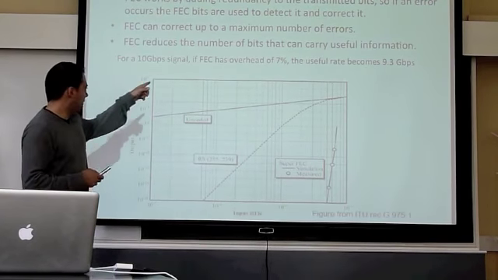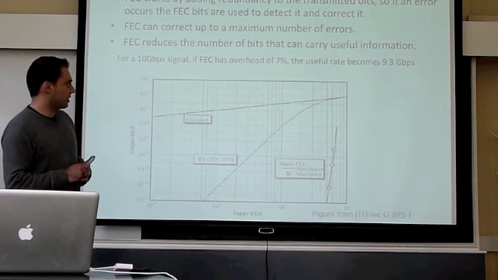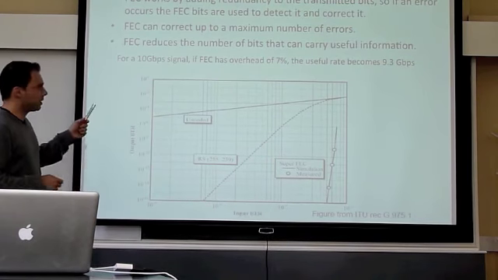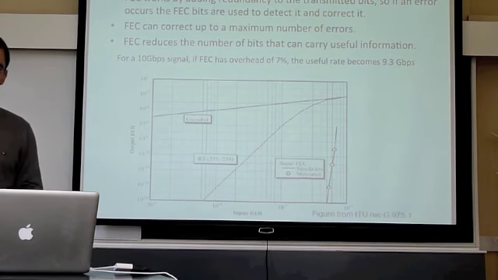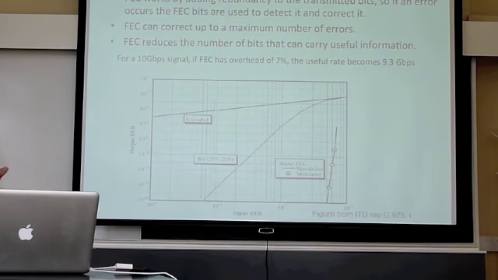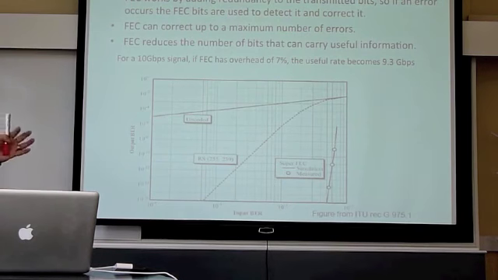So for example, if FEC has an overhead of 7% and I have a 10 kilobit signal, the useful data rate I can use is 9.3, because the rest is used since I have to add more bits. It's the overhead. It's the same as a routing protocol. I send a packet and I have an IP header. The IP header doesn't bring any information about the payload. So basically I need to transmit more information.